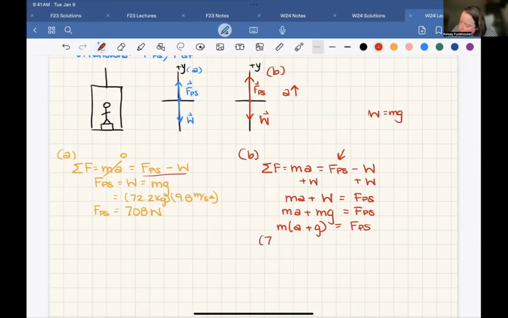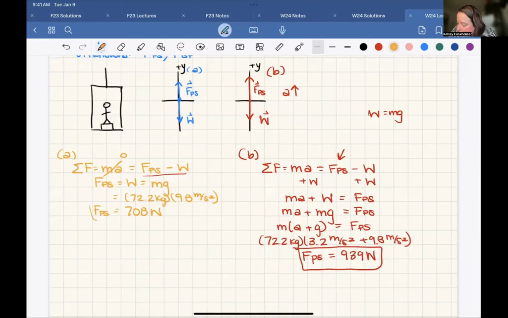Okay, so let's plug in our numbers. 72.2 kilograms times the acceleration is 3.2 meters per second squared plus 9.8 meters per second squared. And this gives us the force of 939 newtons. So that's a lot bigger than what the passenger feels when the elevator is not accelerating.